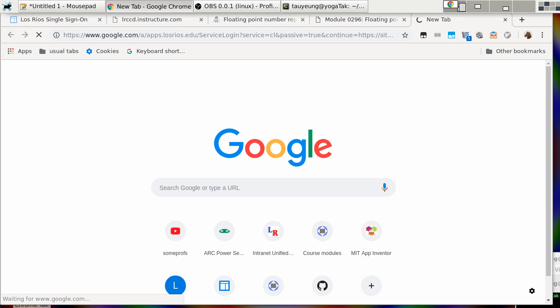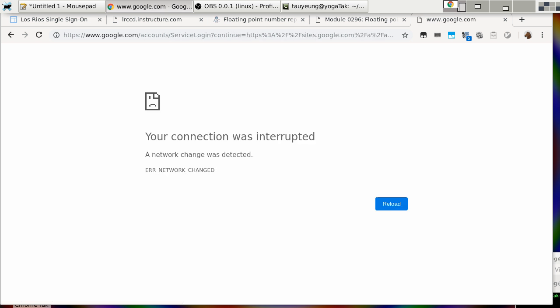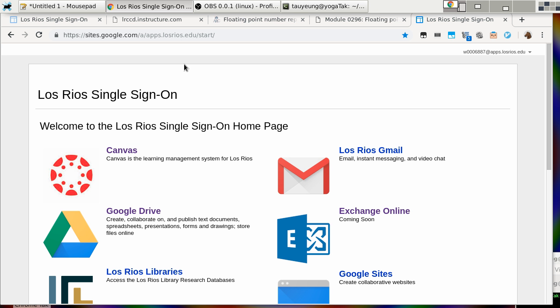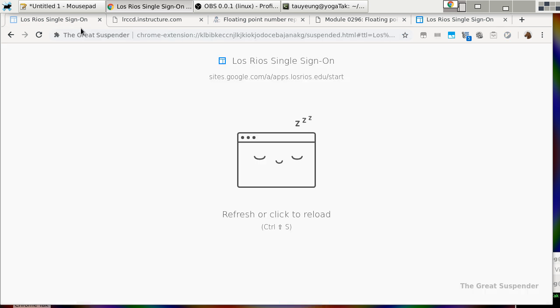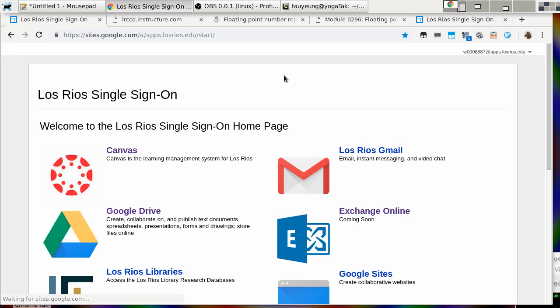Okay, let me try this then. Give me a second here. Oh, it is disconnected. Okay, I'm going to reconnect. Okay, so let's try reload. So it could be just my Wi-Fi connection for whatever reason. Okay, so everything is back.